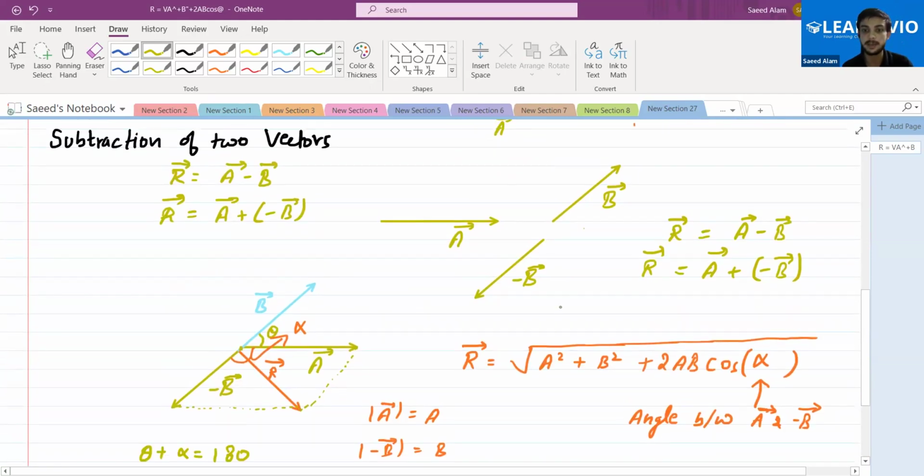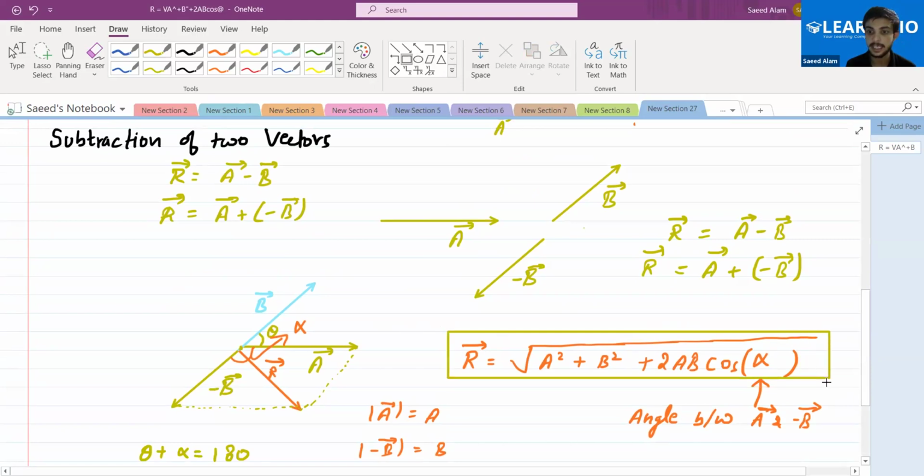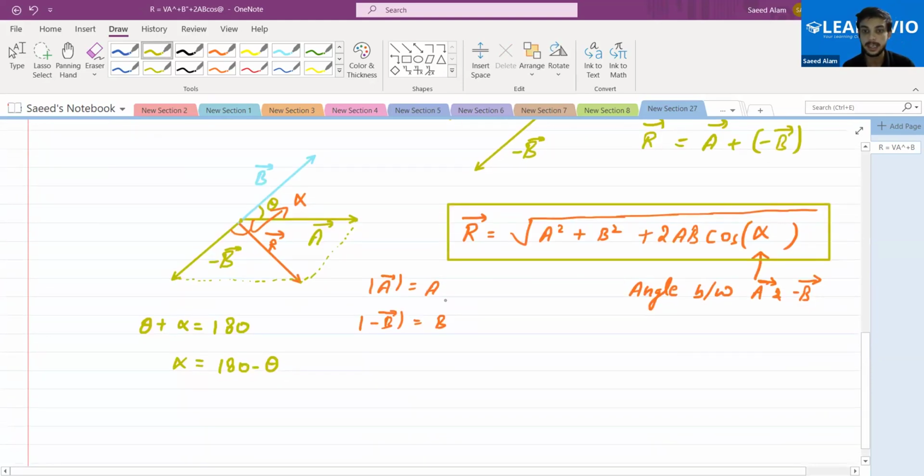See, this formula is completely correct. There are no issues with this. This is a completely full-fledged formula and no amendment is required. But we are going to write it in a somewhat simpler way. That's why we are doing all these things. And actually I should not write R bar here, I should write simply R, because it's the magnitude, not the complete vector.